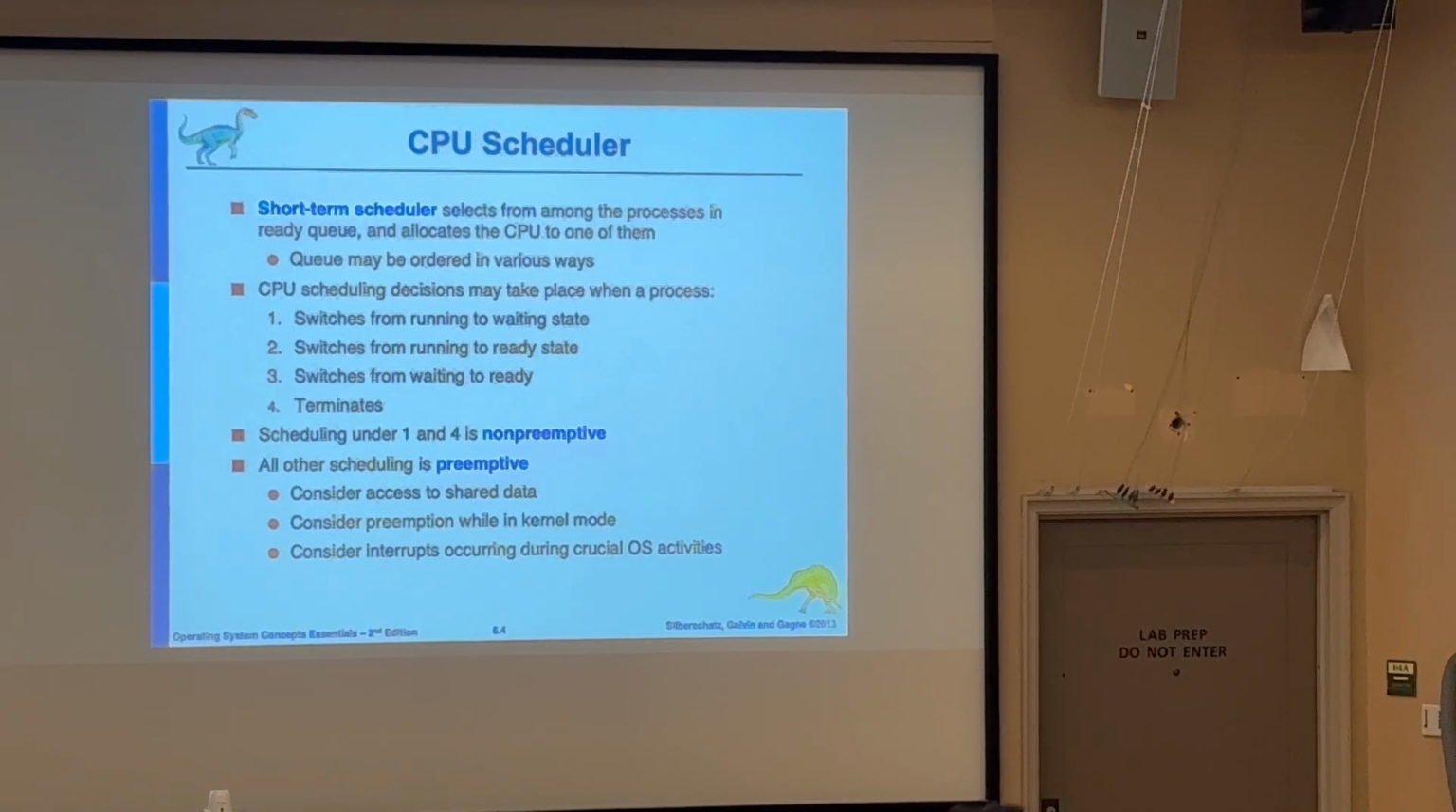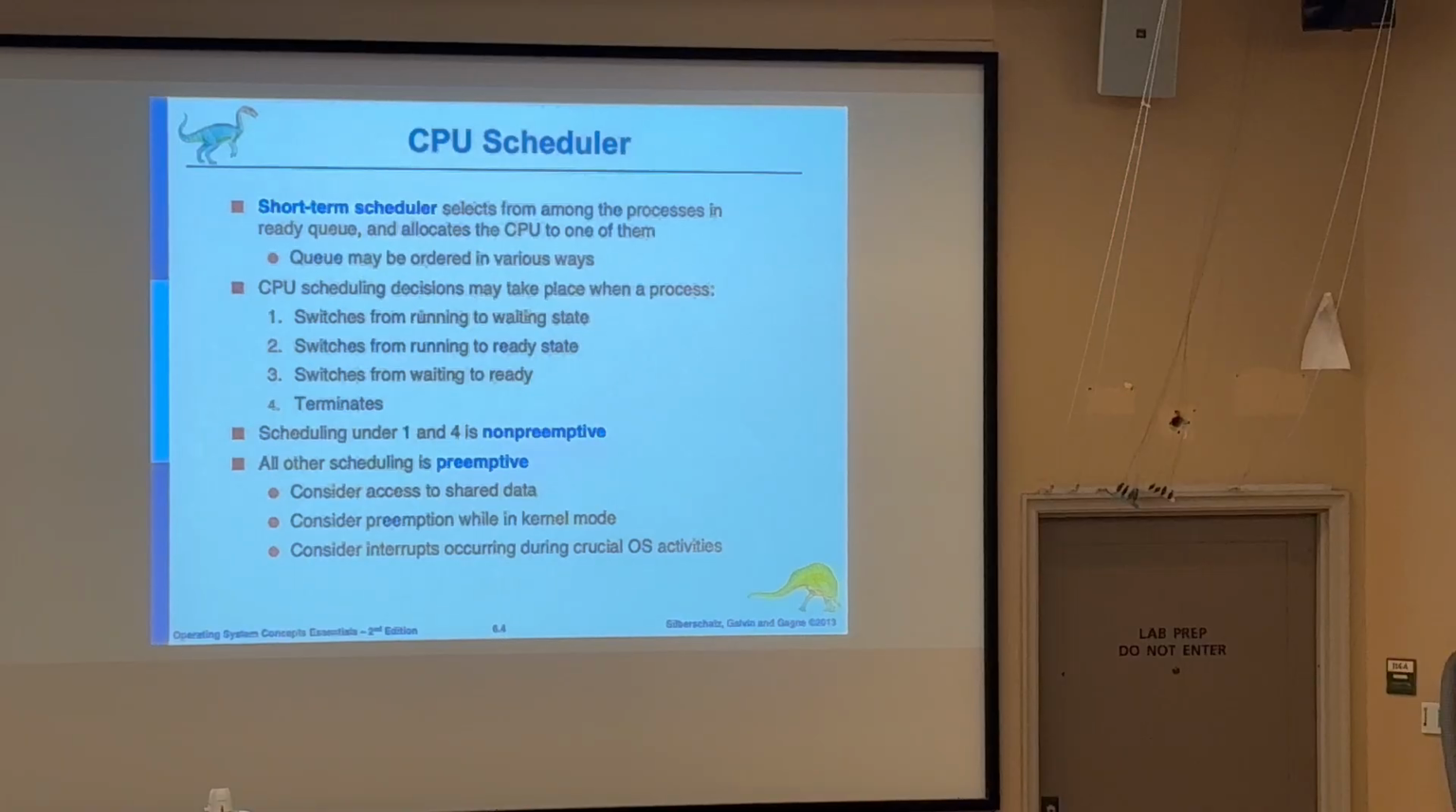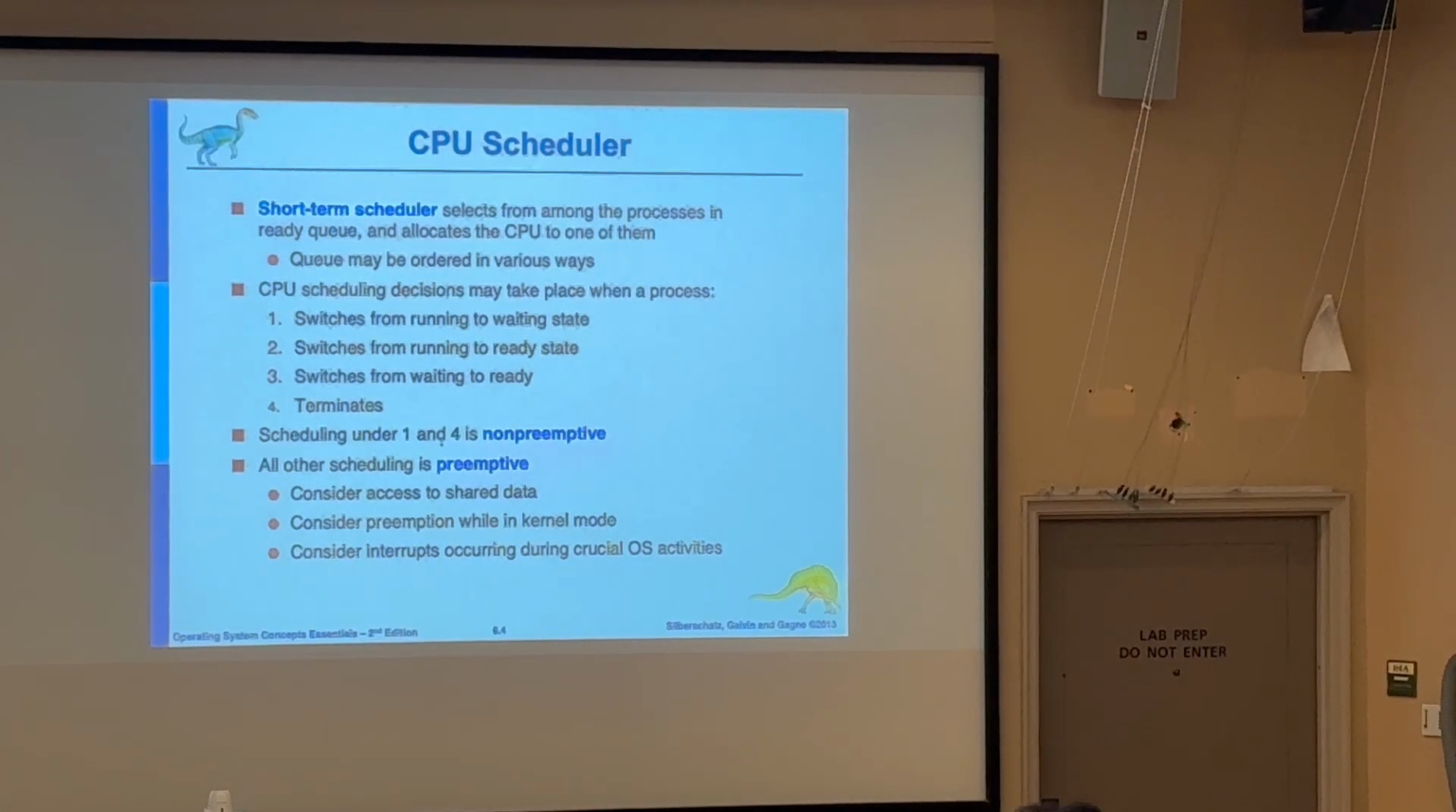Scheduling under 1 and 4 is non-preemptive, which means that it is the process that is proactively giving up its CPU. And the other scheduling, 2 and 3, is preemptive. It means that another process that has higher priority can take over, can preempt the current running process. That's what preemptive and non-preemptive mean.